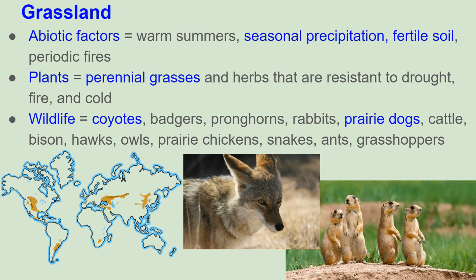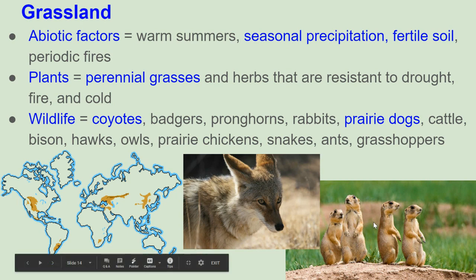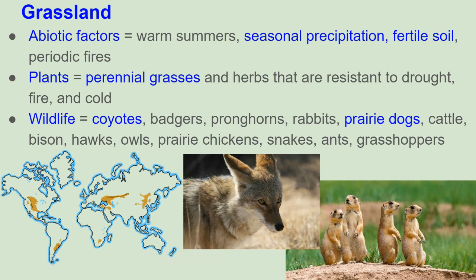Many different types of wildlife live in the grasslands. If you've ever been to the central part of our country, you might have visited a grassland, and you might have seen coyotes, badgers, pronghorn deer, rabbits, prairie dogs are shown here, cattle, bison, hawks, owls, prairie chickens. Snakes, ants, and grasshoppers are also common there.